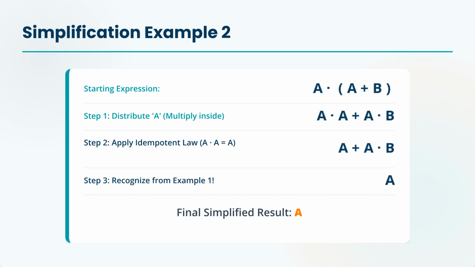For a second example, start with A times (A plus B). Distributing A gives A times A plus A times B. Apply the idempotent law, A times A equals A, resulting in A plus A times B. This is the same expression as example 1, simplifying to A.